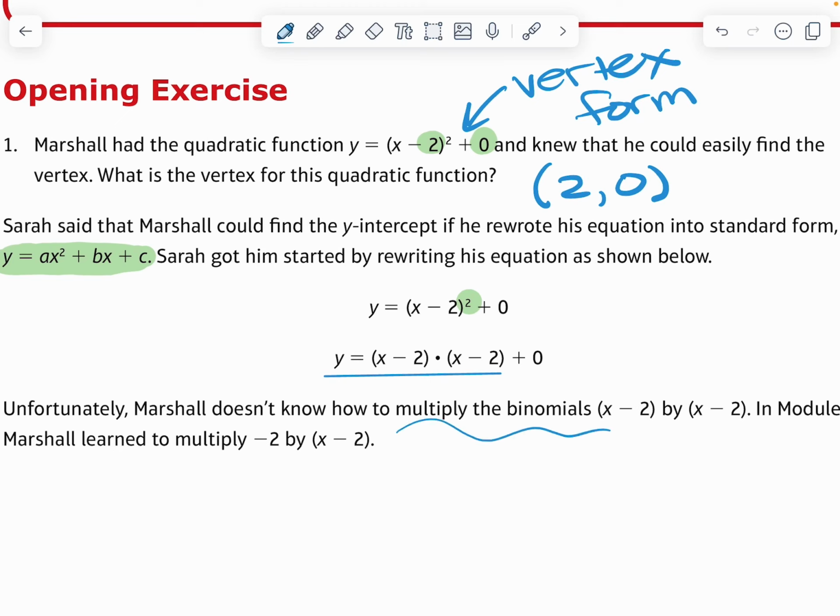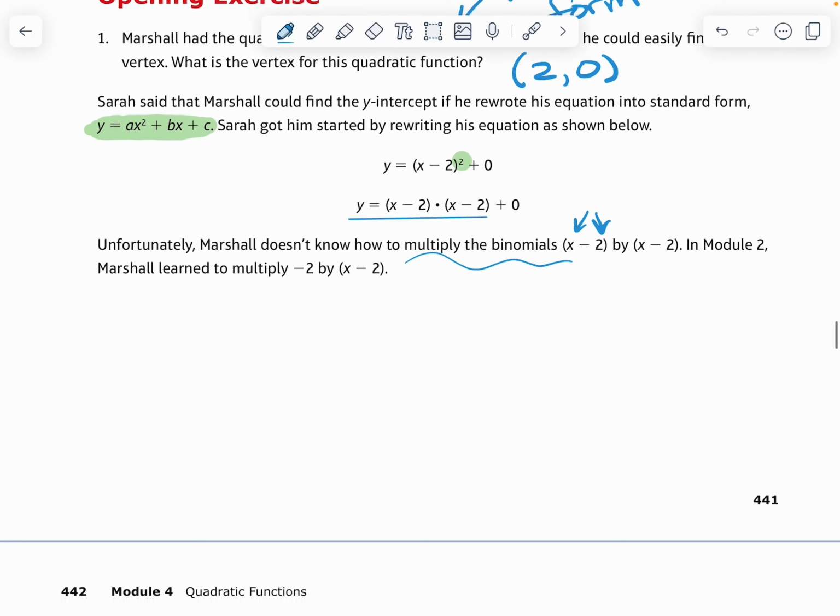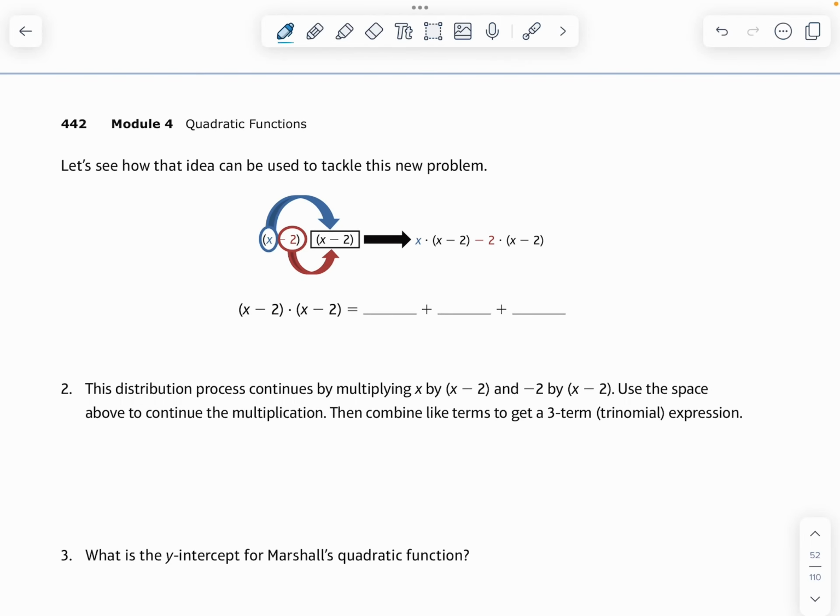This is called a binomial. There's two parts to it, two terms, right? So we're going to learn today how to multiply binomials. Let's go to the next page. Here we go. This is kind of fun. I think you're going to like it.